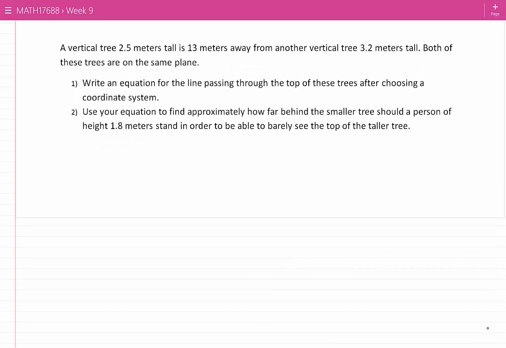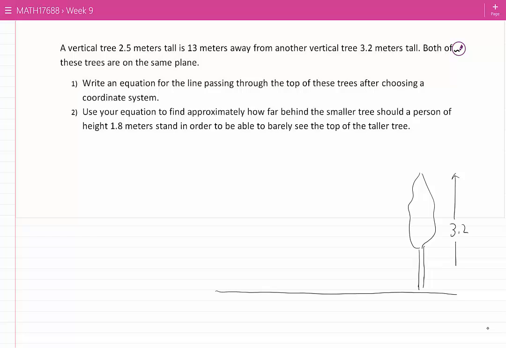I start the question by drawing a sketch of the trees. There is a taller tree which is 3.2 meters tall, and there is a smaller tree which is 2.5 meters tall, and the distance between the trees is 13 meters. Now the top of the trees are these 2 points.